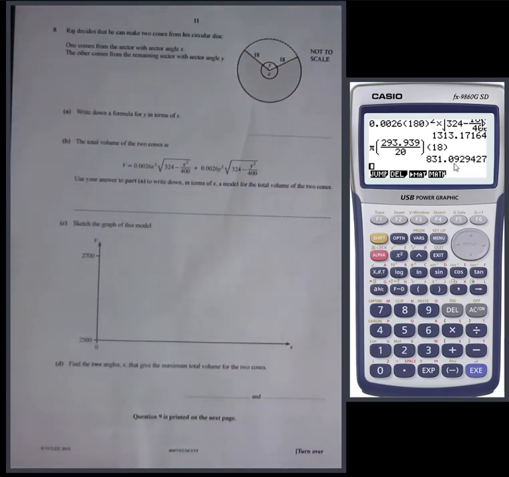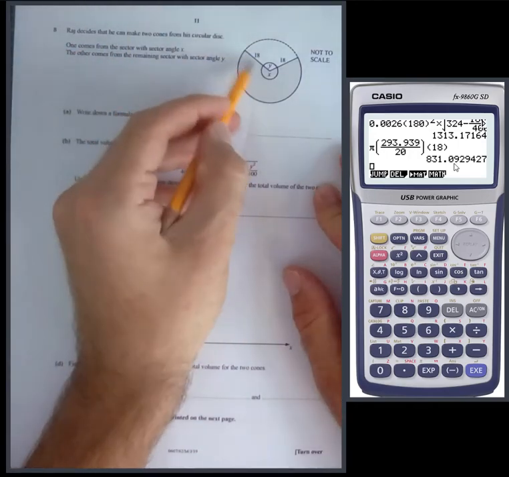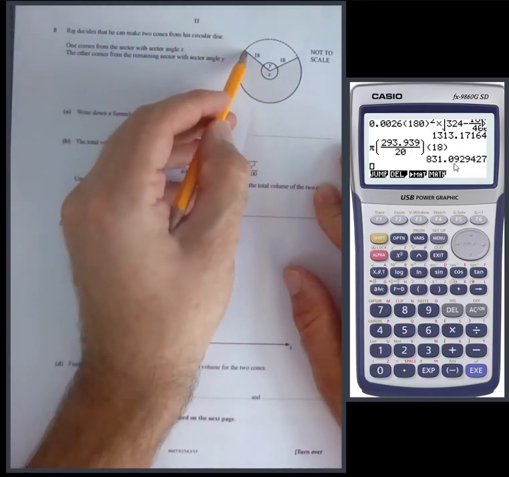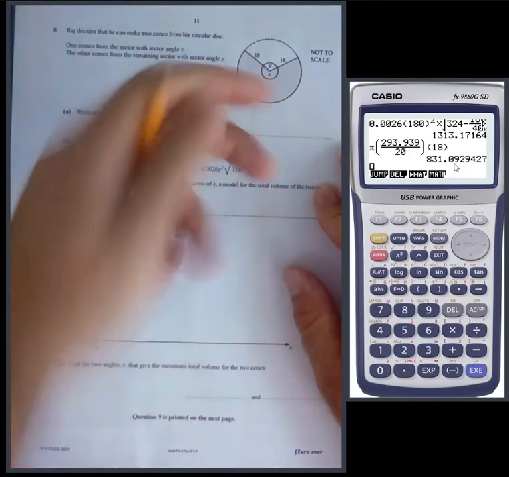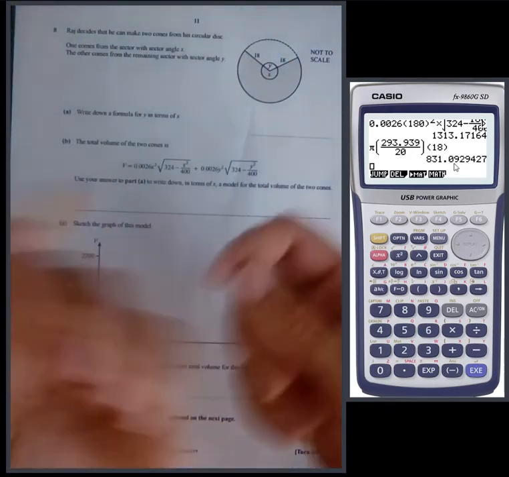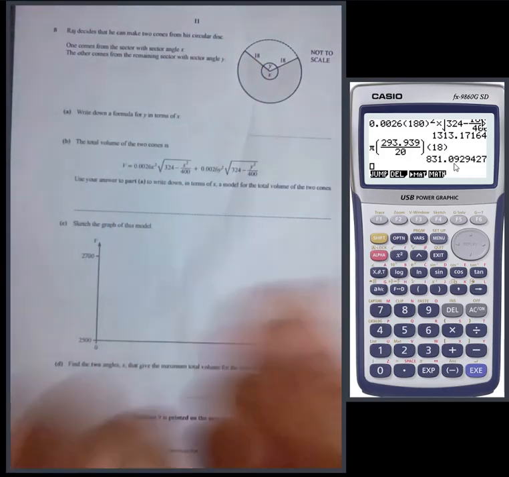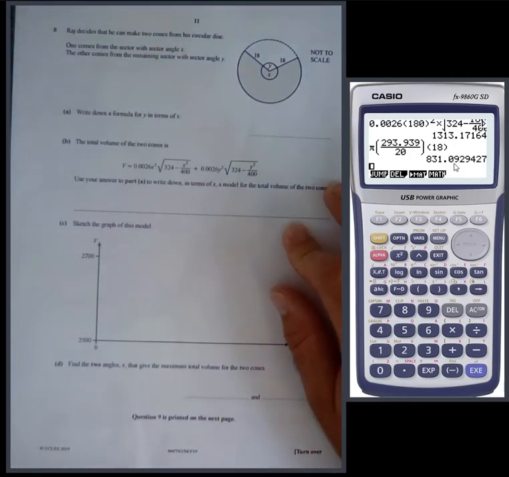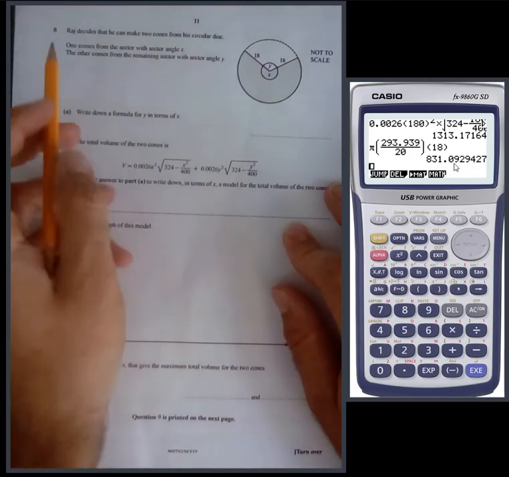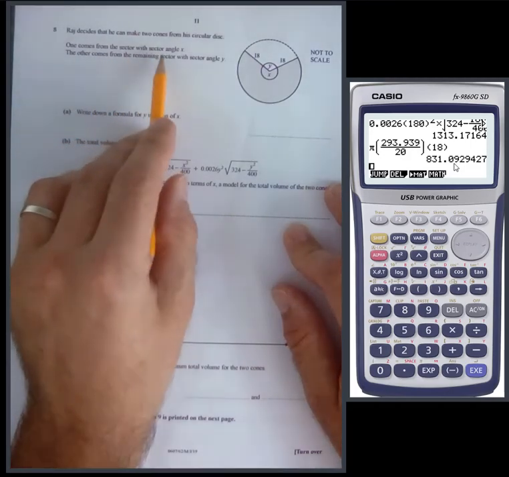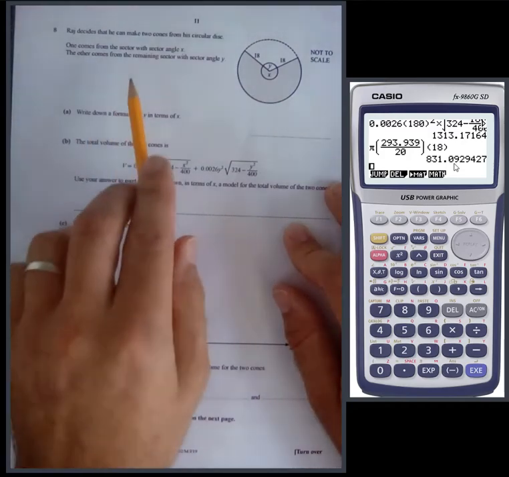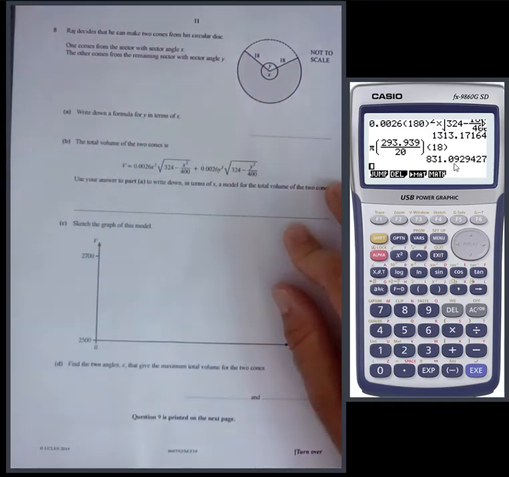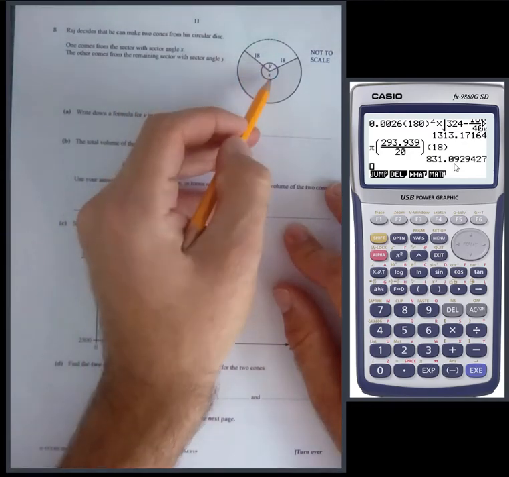Right, number 8. Raj decides he can make 2 cones from his circular disc. So what he's going to do, he gets his angle X, and he does it in a normal way, so cuts along here, and he folds it, but then with the material that was left over, he folds that around to make a different cone. So this one's going to be quite a high, very thin cone, but it still will be a cone nonetheless. So one comes from the sector with sector angle X, so that's the one we've already looked at. The other comes from the remaining sector, this one, with sector angle Y. So you can see the angle Y and X.